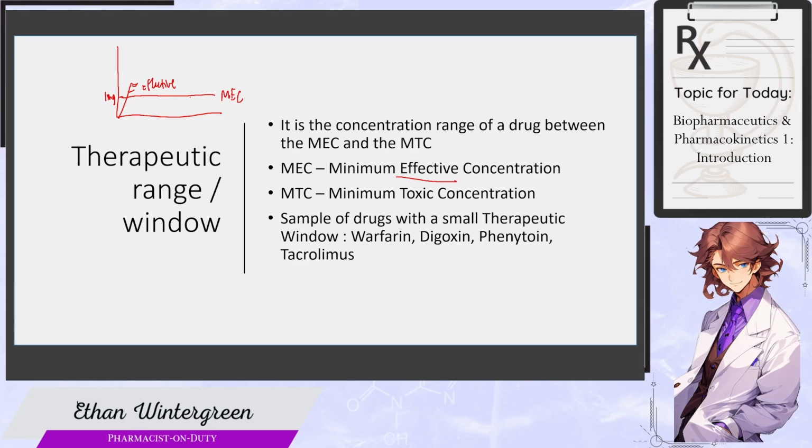The second value is your minimum toxic concentration, or your MTC. Usually it's the second bar in your plasma level versus time curve. It's similar to the MEC, in which any value above this point would exhibit toxic effects. So the minimum toxic concentration is the level in which we are expecting toxic or adverse effects to occur. So take for example aspirin. If you go above the MTC, we are expecting tinnitus or bleeding disorders.